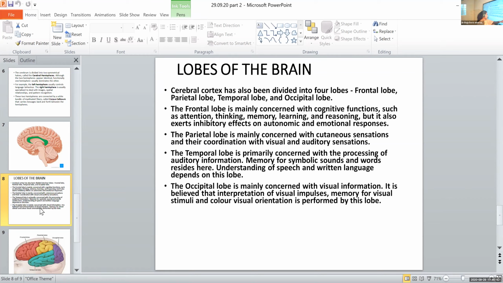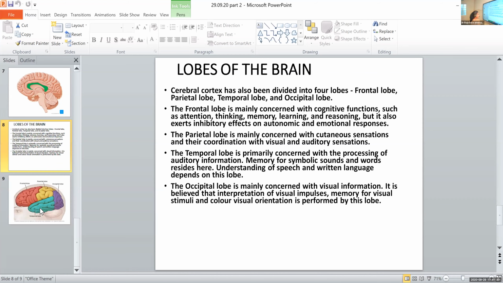Then understanding of speech and written language depends on this lobe. Of course, the speech that we hear, or the words in written language, if we see them, then for the processing of that information also, we need the temporal lobe. Okay, that is about the temporal lobe. And then we have the occipital lobe. It is mainly concerned with visual information. It is believed that interpretation of visual impulses, memory for visual stimuli, and color visual orientation is performed by this particular lobe.